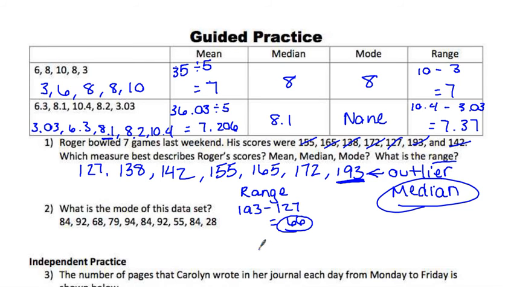It says, what is the mode of this data set? And some of you may be able to see it. The mode in this case is 84 because there's 3 of them. If you have trouble finding the mode, just like up here in problem number 2, put them in order first, and then you'll start to see which number shows up the most. That is the mode.